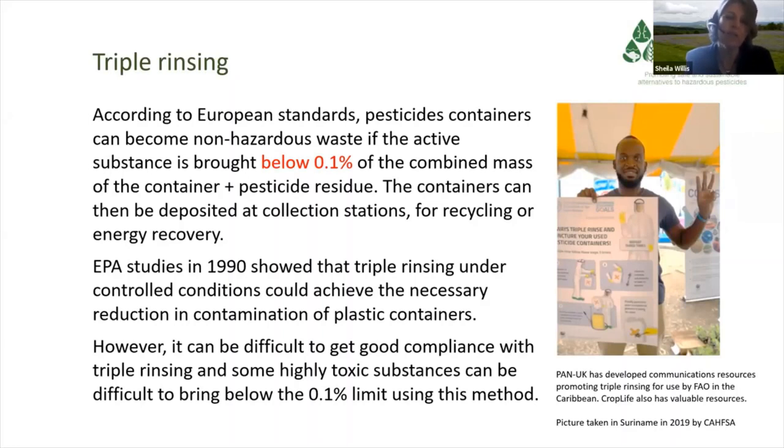By European standards, in order to get containers below the level where they're considered non-hazardous, that's 0.1% of the mass of the container in pesticide residue. That's an important step in order that those containers can then feed into the chain for collection, recycling, and/or energy recovery. So we would support triple rinsing to reduce the hazard from those containers and enable them to be fed into those processes. And in 1990, the EPA did studies showing that triple rinsing could bring residues below that threshold level.